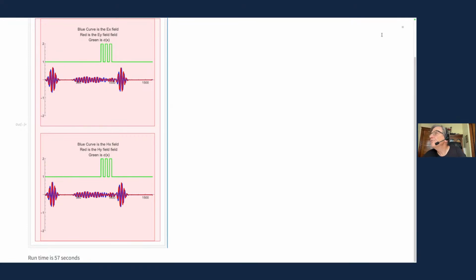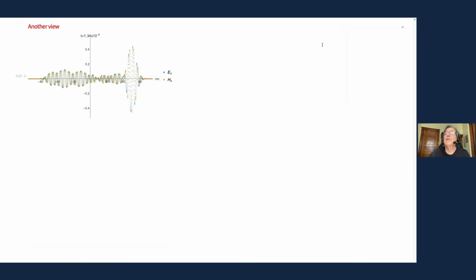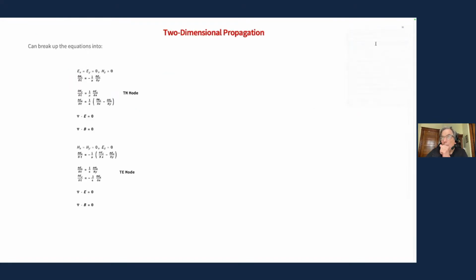And for this, the computation time was just under a minute, so it doesn't take terribly long. Here I'm showing you another view where I show you the E and H fields in the X direction, at some essentially arbitrarily selected time, across my whole grid. Now, it is, of course, of interest to look at the two-dimensional case.